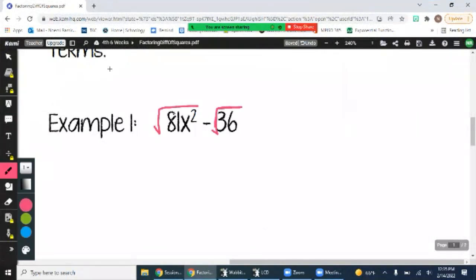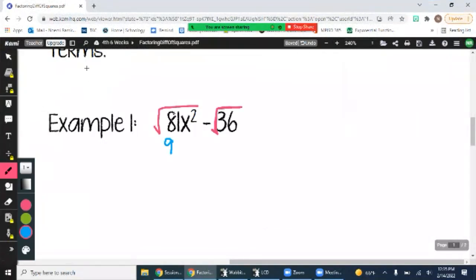Once again, ignore the sign. You know that you need to do this method when you have two terms with the minus sign in the middle. That's what that's telling you to do. Now, what is the square root of 81? 9. You can do that in the calculator. You cannot do x squared in the calculator, but we did just discuss it.